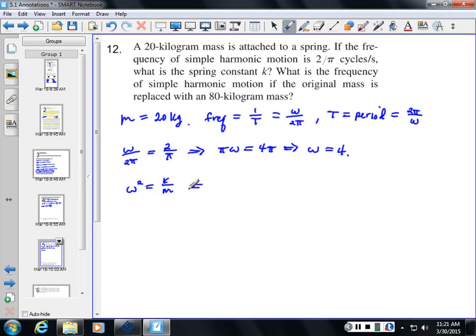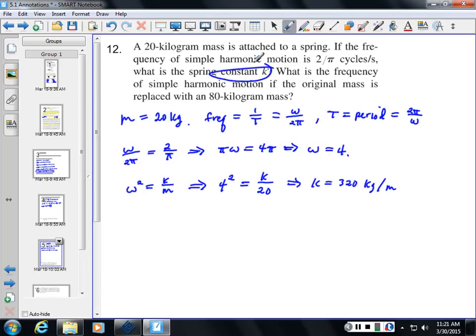All right? So we said this implies that omega squared, so that's 4 squared, is equal to the spring constant that we're looking for, K over M, and M is 20 kilograms. So we get K is equal to 16 times 20. K is equal to 320, and this is in kilograms per meter, in terms of the so-called spring constant. So K is equal to 320. So that's the first question, right?